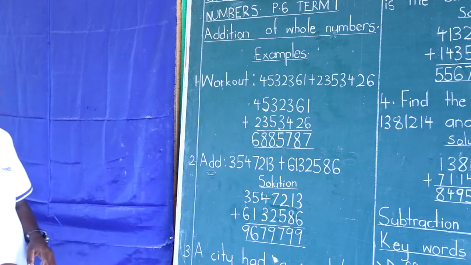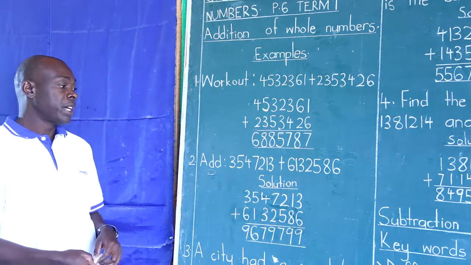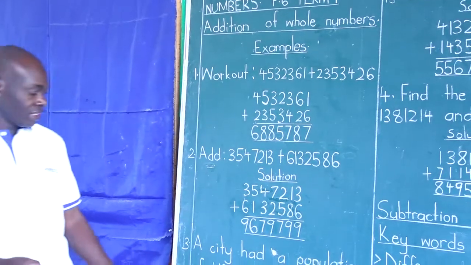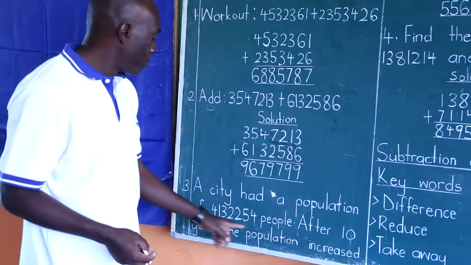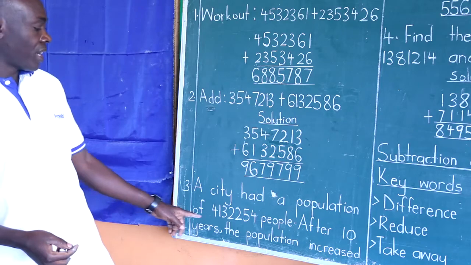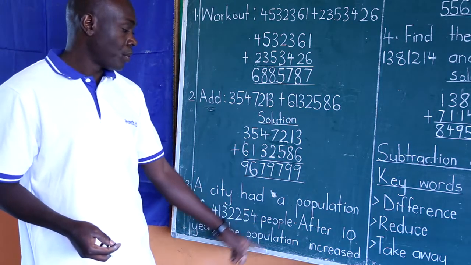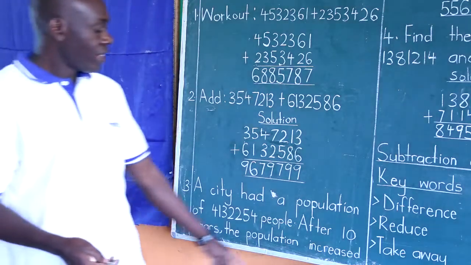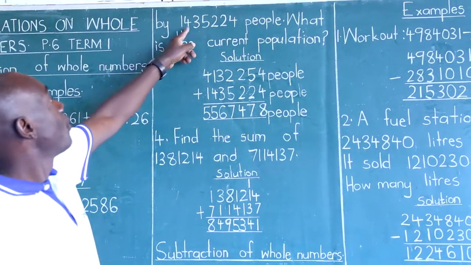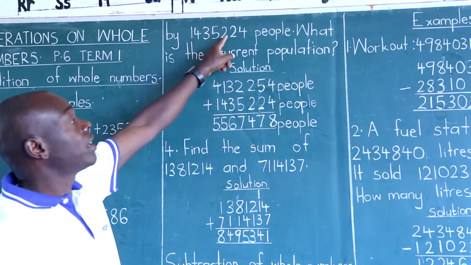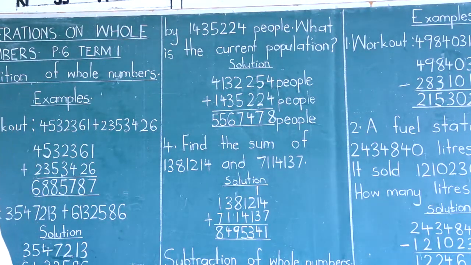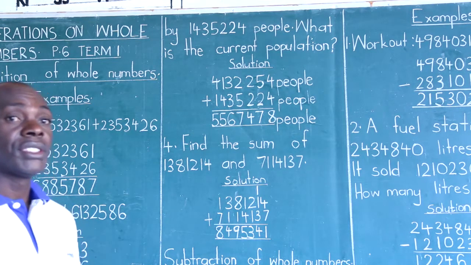And now, number 3. So, number 1 and 2 are being directly set to be added. Let's see what number 3 brings. A city had a population of 4,132,254 people. After 10 years, the population increased by 1,435,224 people. Now the question reads, what is the current population of the same village?